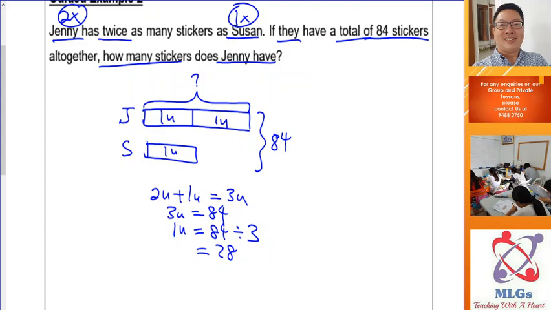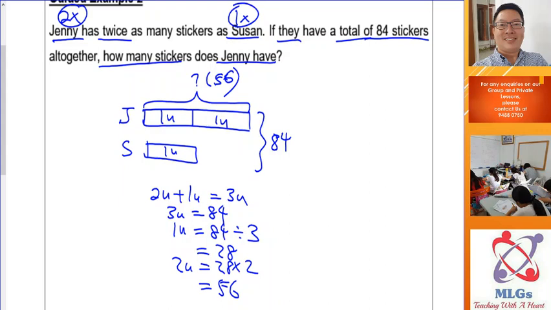Once you know what is 1 unit, can you find how many Jenny has? Jenny has 2 units, right? And 28, and then you times 2. So Jenny has 56 stickers, and add on to your model. Put the answer beside the question mark, and you have solved the problem again using the multiplication model. So that's how you visualize the problem.